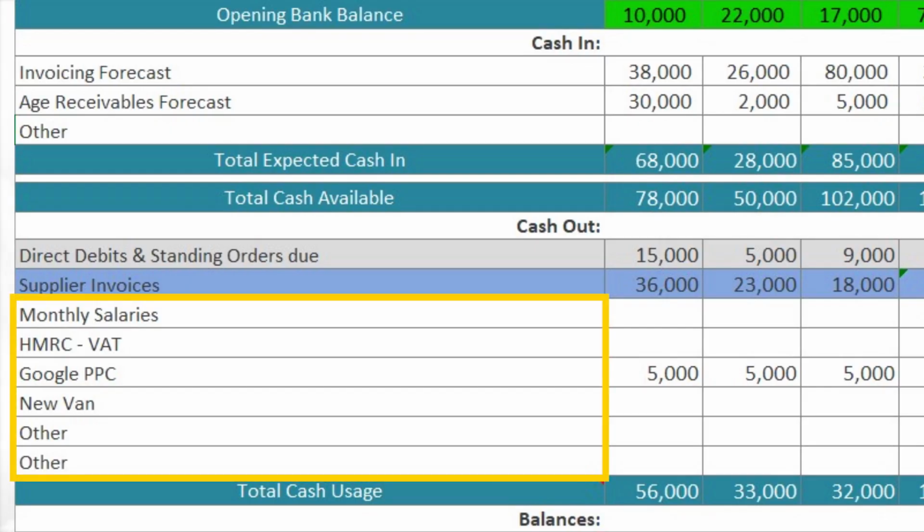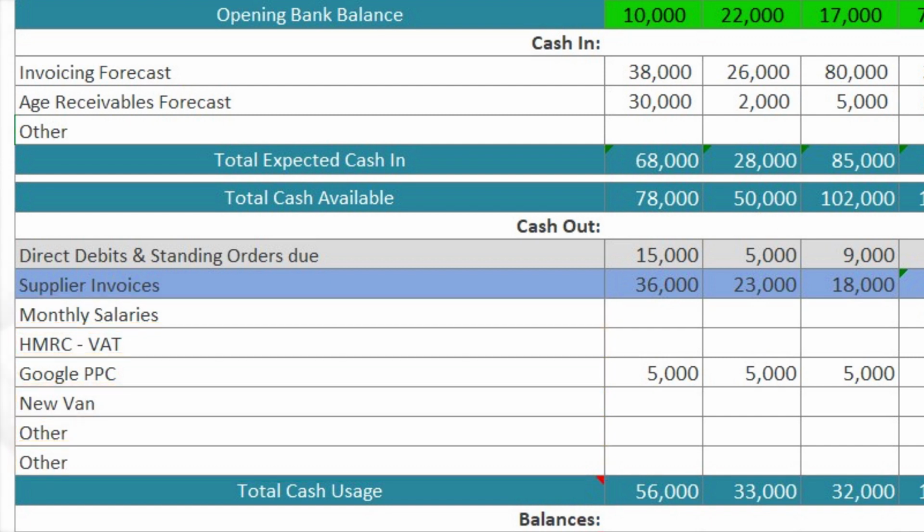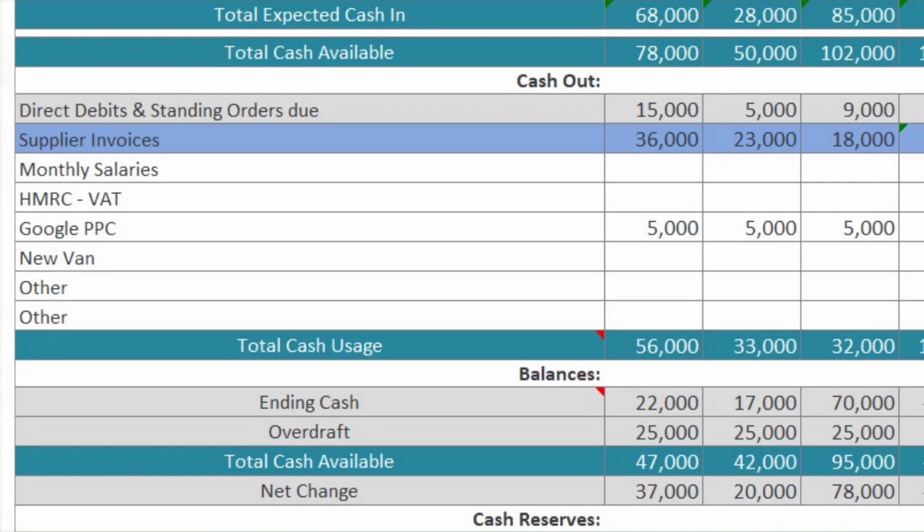And then next up is an area for you to detail out all of the specific things that you want to have visibility of on a weekly basis. So things like your wage bill, probably your VAT bill, that's quite chunky, and anything else that you feel is a big investment or something that you want to keep a specific eye on. That gives you your total cash out.